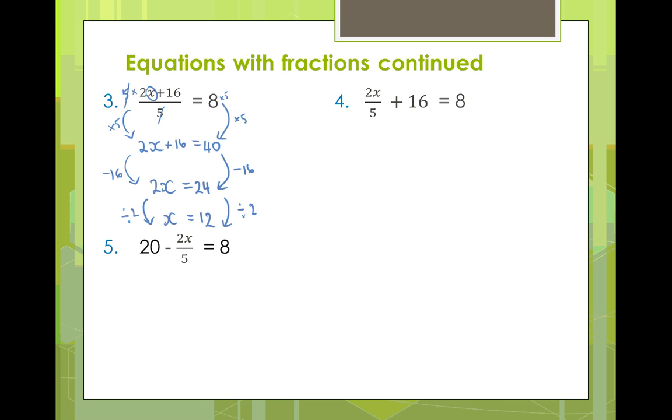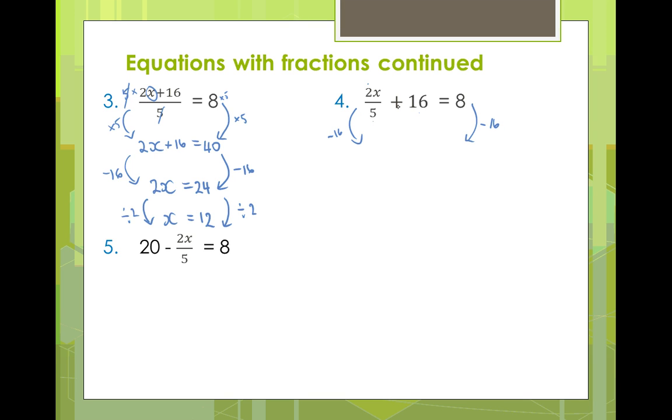Okay, example 4, again another 3-step equation, but this time if I said, tell me what's happening to the x, I'd say that we are multiplying by 2, then we are dividing by 5, and then finally we are adding the 16. So the last thing I said was adding 16, so it's going to be the first thing that I undo. And the opposite to adding 16, of course, is taking away 16, so let's do that.